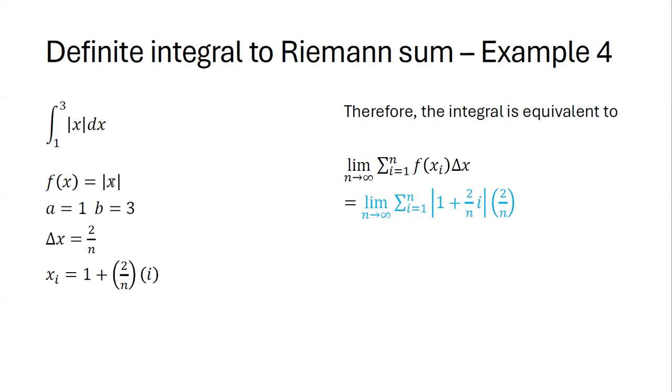Our function is absolute value x. We replace x with x sub i right there, and then times delta x. Nothing special about it. So don't get intimidated when this is the absolute value function.